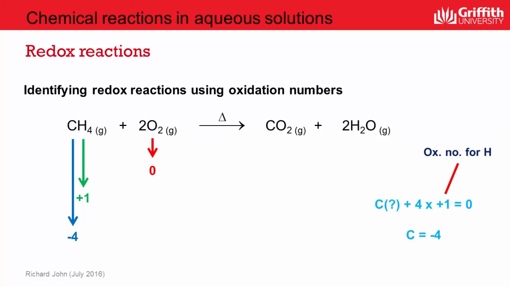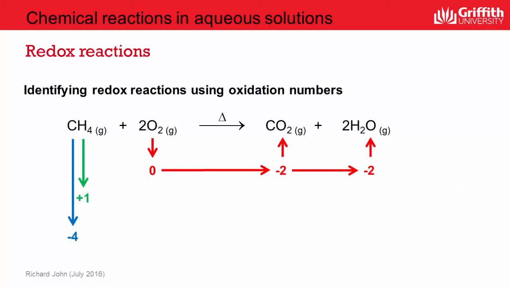So we can work that out over here. The unknown oxidation number for carbon plus 4 times the oxidation number for hydrogen, that's 4 times +1, has to equal 0. So the oxidation state for carbon in methane is -4. As we go across to the right-hand side, we can see the oxidation number for oxygen is -2 in all its compounds, with some very rare exceptions. And so we can see that a reduction has taken place. We've gone from 0 to -2. The oxidation number has decreased or reduced, therefore reduction has taken place.